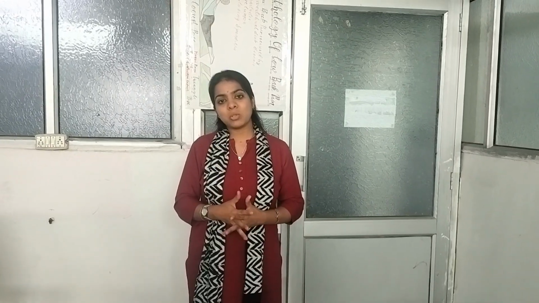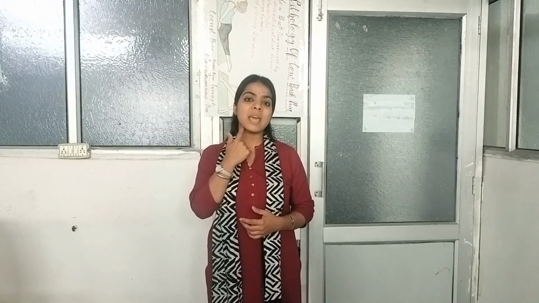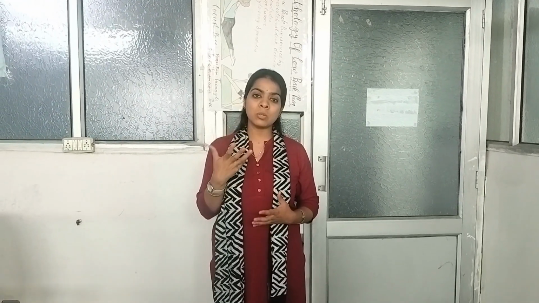Usually the fracture can be managed conservatively or surgically. Usually there are two fragments, lateral and medial fragment. The lateral fragment is pulled downward and forward due to the weight of this limb, and the medial fragment is usually pulled upward due to this SCM muscle, that is sternocleidomastoid muscle.